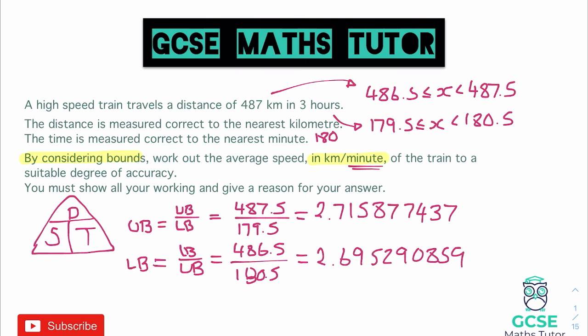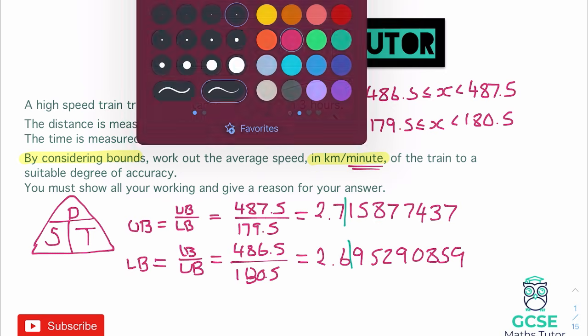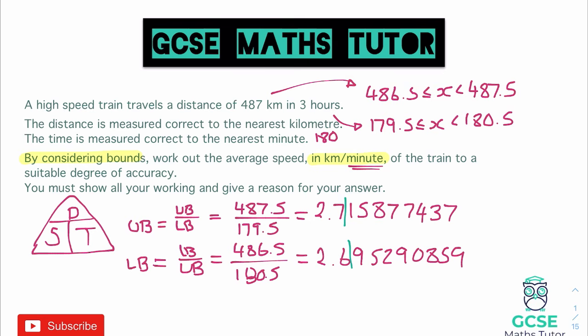Well, let's try 1 decimal place. Well, if I do 1 decimal place, the top number rounds to 2.7 and the bottom number as well rounds to 2.7. So now we have a match. We would just say the answer would be 2.7, and we would need to say exactly why, or the reason why we've rounded it to 2.7. So the reason would be because they both round the same to 1 decimal place.